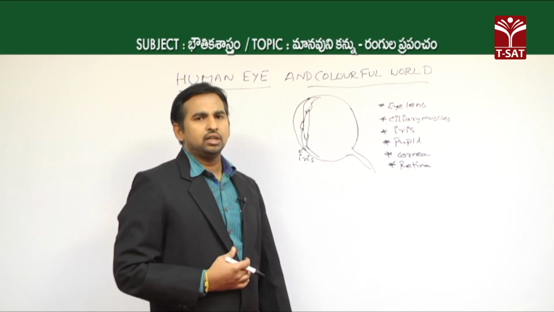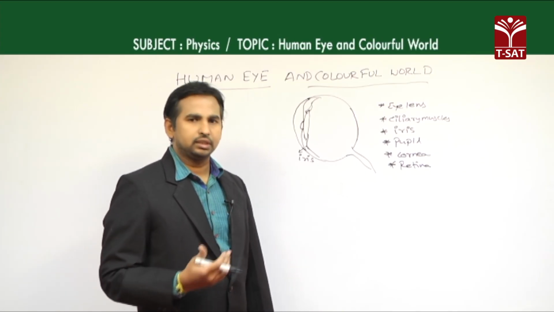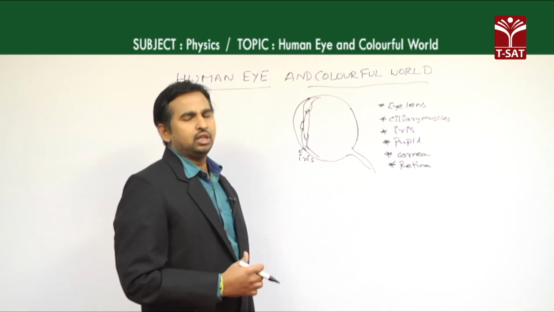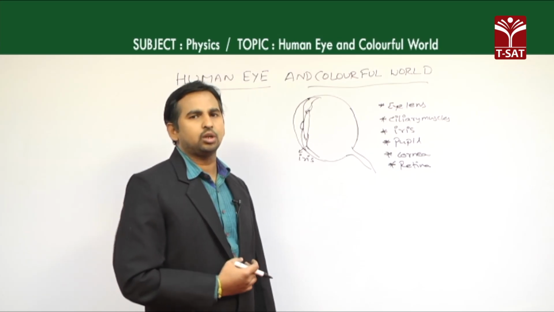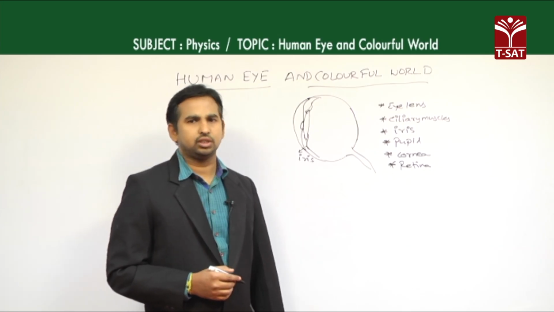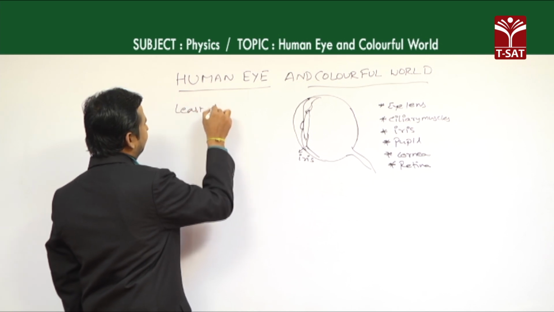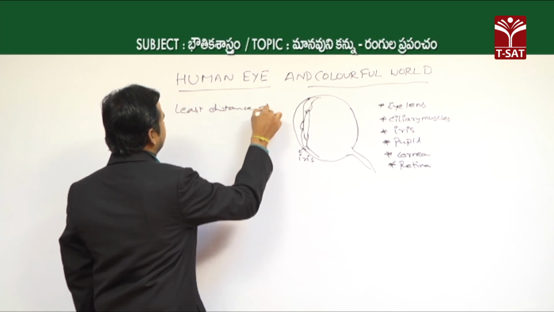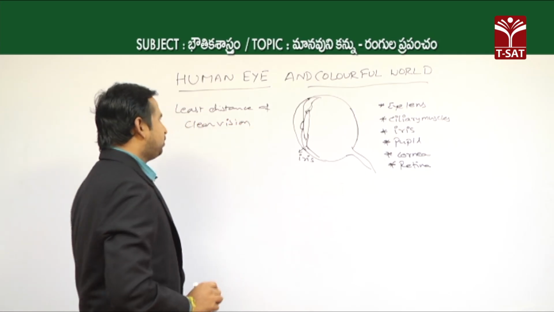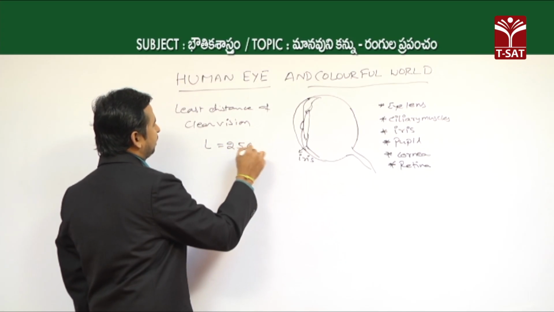Before seeing the main functions, there are some numerical values we have to remember. When you are seeing an object which is very close to you, the minimum distance to be maintained to see that object very clearly is called the least distance of clear vision, or least distance of distinct vision. That value is equal to 25 centimeters.